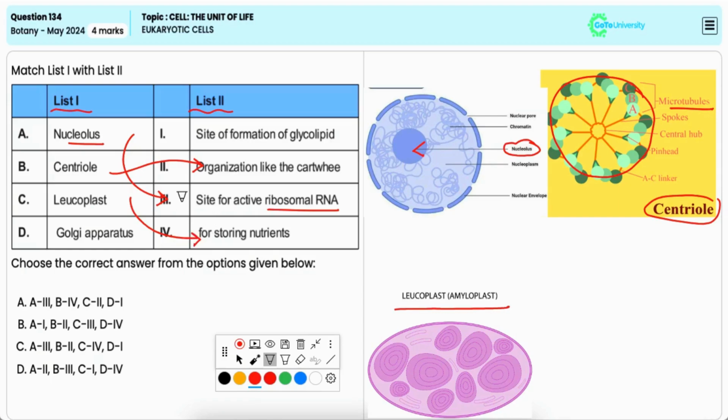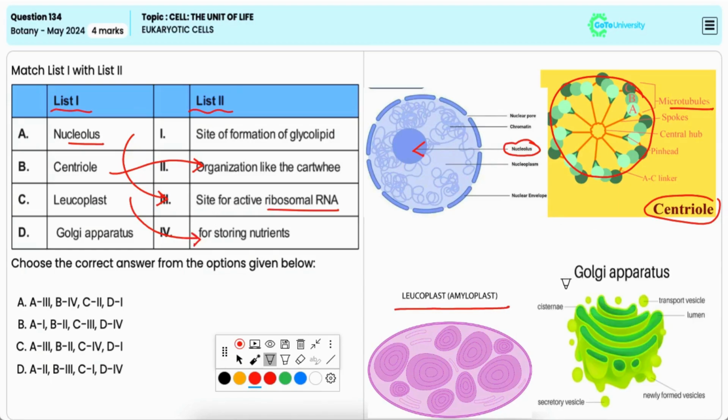And the Golgi apparatus modifies proteins and lipids received from the endoplasmic reticulum, adding carbohydrate groups to form glycoproteins and glycolipids. Thus, D matches with 1. Hence, the correct answer is option C.